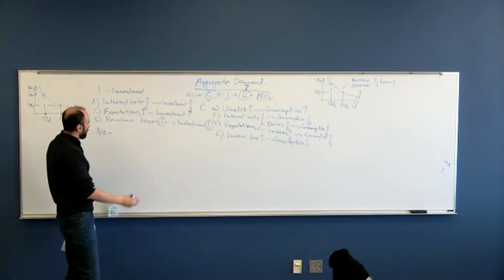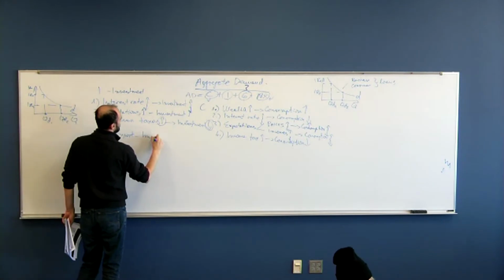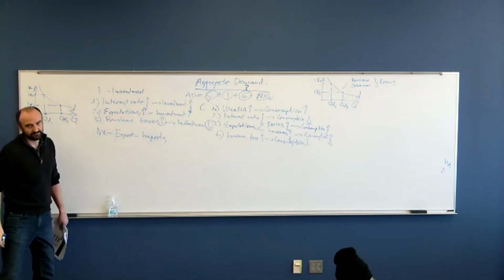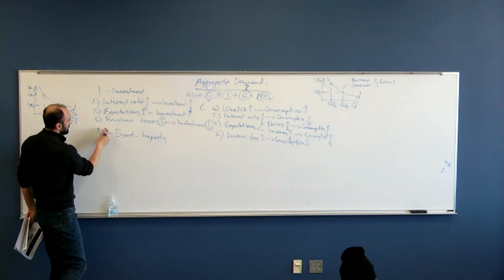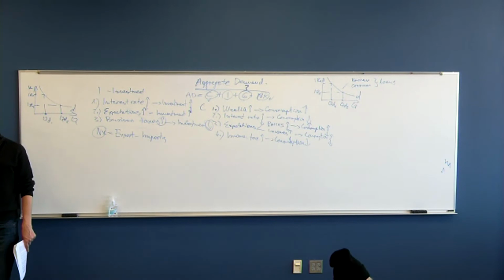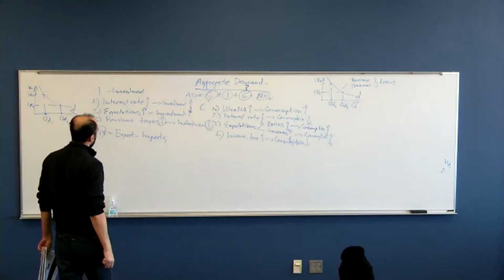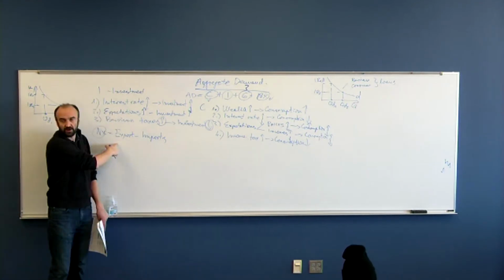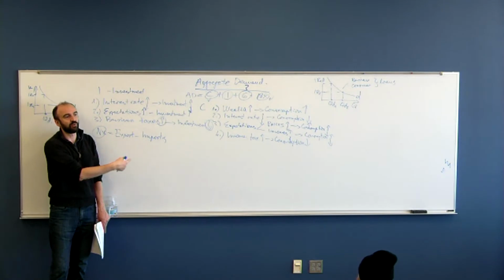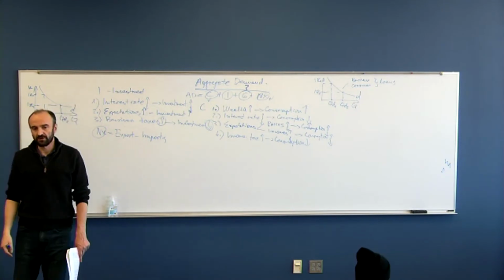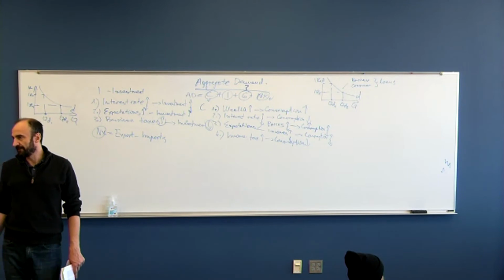It's export minus import. So then your aggregate demand increases when this number is increasing, and it's decreasing when net exports is decreasing. So everything that encourages exports and discourages imports is a factor that contributes towards an increase in aggregate demand.